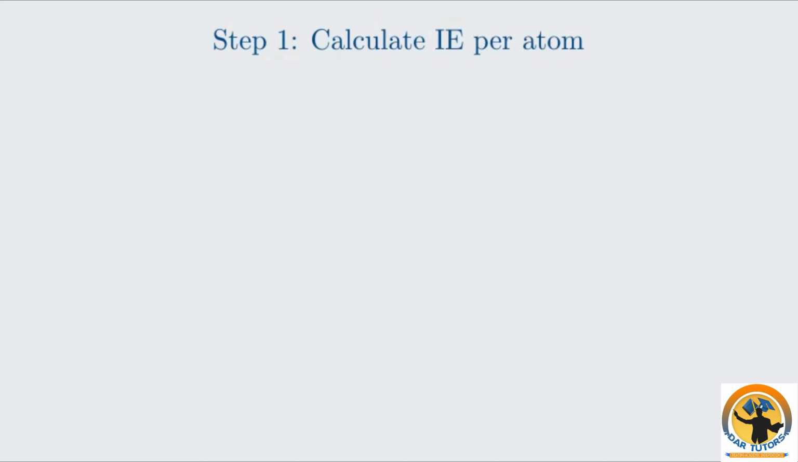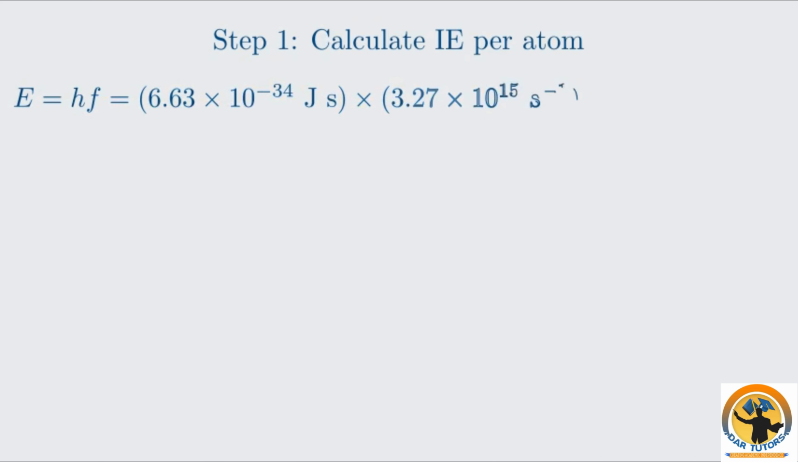First, we use Planck's equation, E equals hf. We plug in the frequency of the convergence limit and Planck's constant. This gives us the ionization energy for one hydrogen atom, approximately 2.1 times 10 to the power of negative 18 joules.